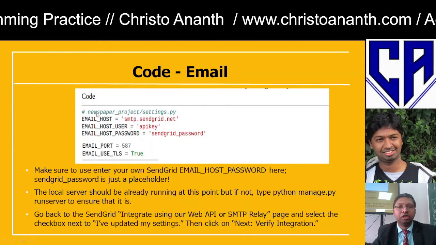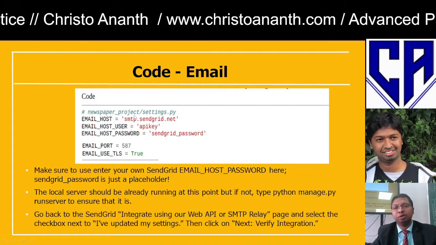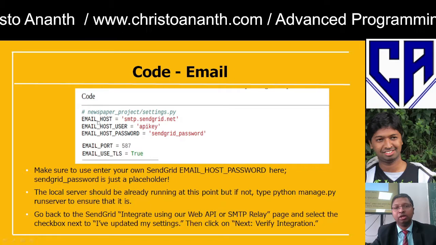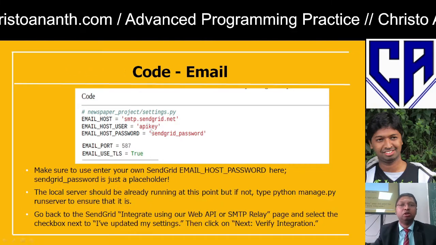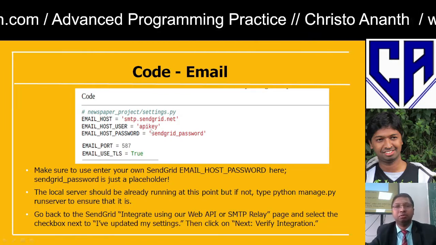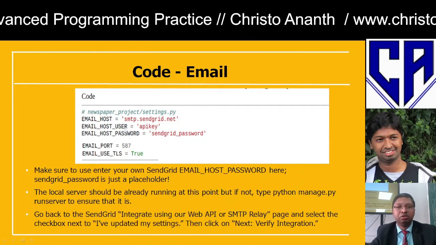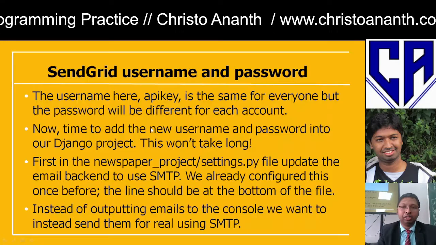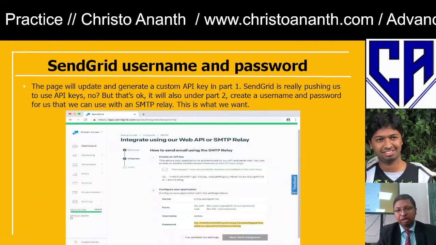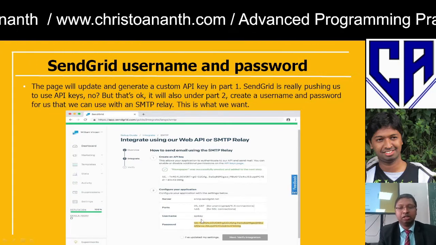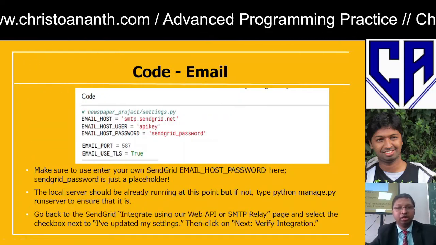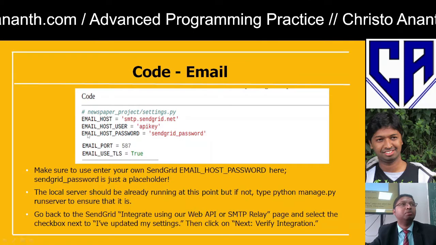So this is the code for the email. Within the newspaper project settings.py file, you can have the email host smtp.sendgrid.net. So you are pointing it to sendgrid.com. Then you will have the email host user, API key. If you remember, API key was the username you set here. So this is the thing you are going to set here, API key.